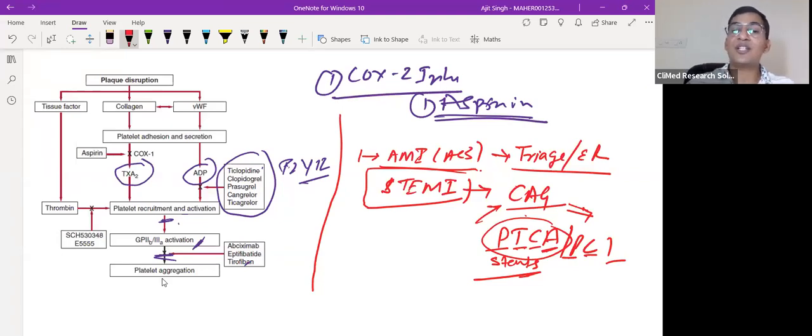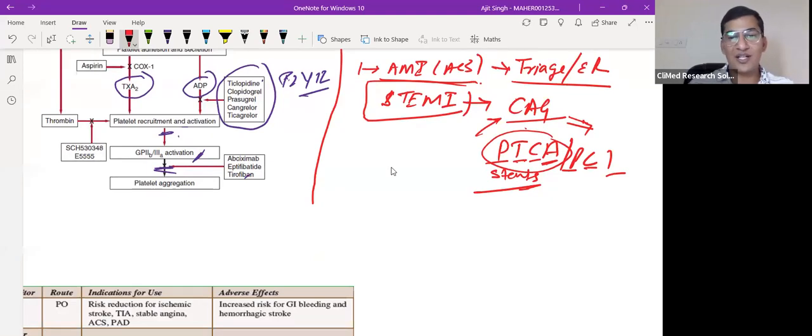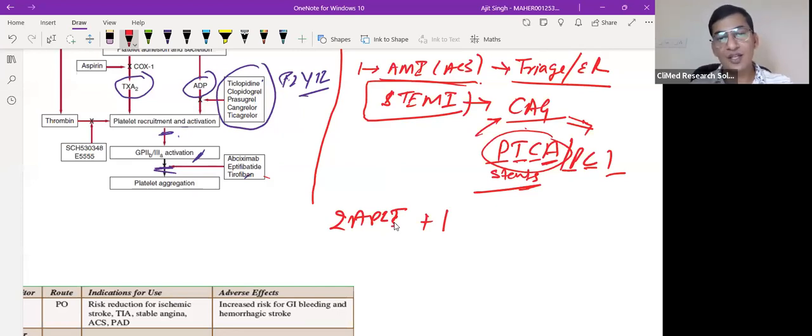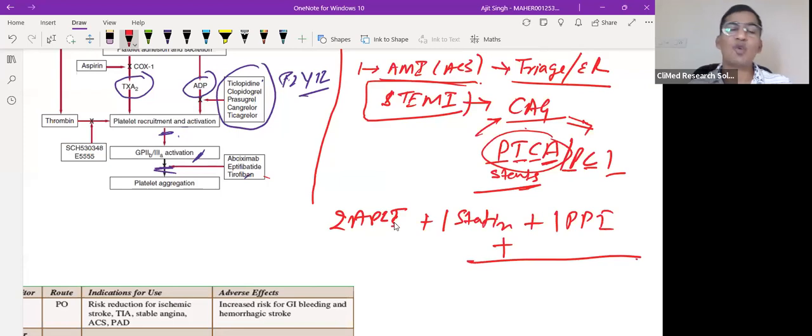So we usually start with two antiplatelets. Let me tell you the formula here: two antiplatelet drugs, plus one statin, and one PPI. For acute gastritis and all, we give multiple things. We also give heparin or enoxaparin just during the procedure to stop the clotting. But now we are just talking about antiplatelets.